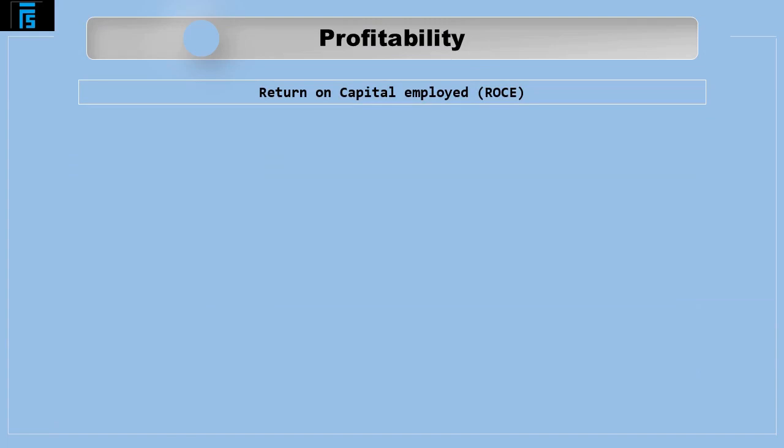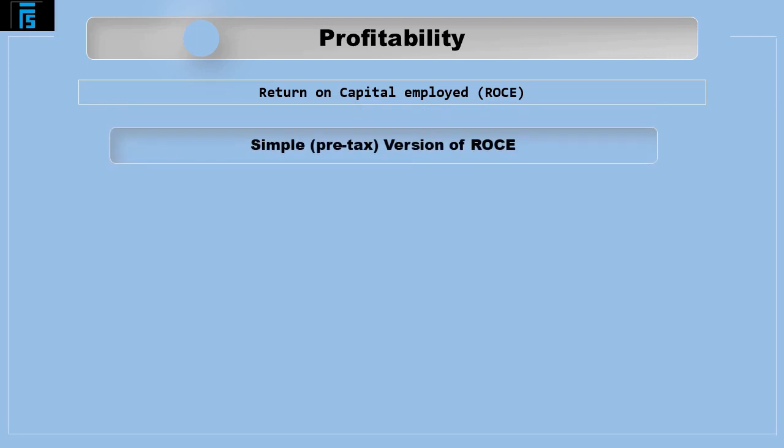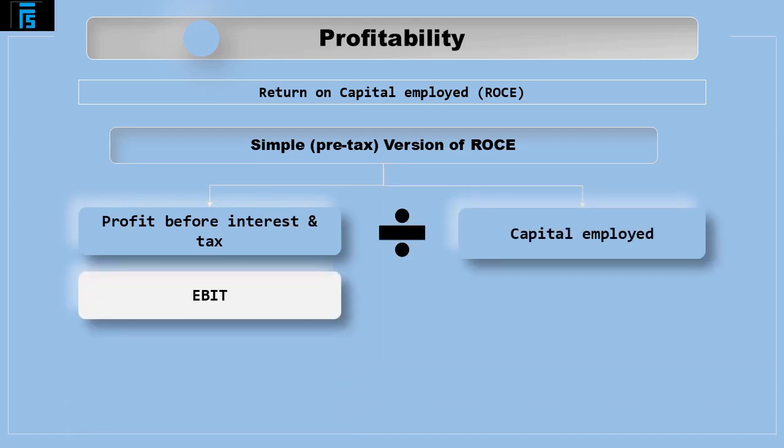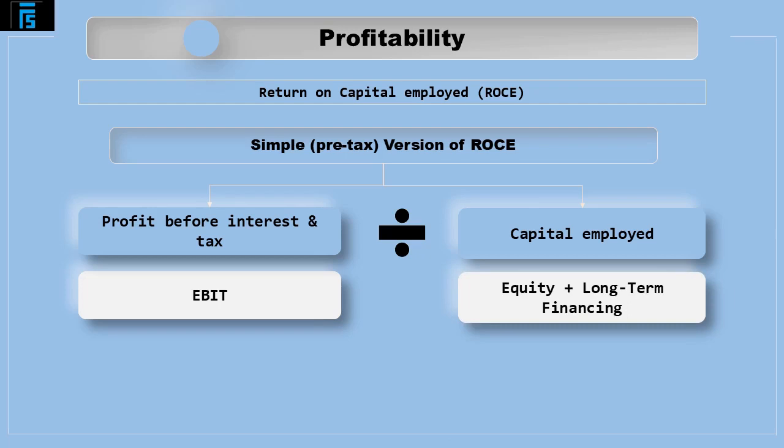The first area of financial performance which we will focus on is profitability. Among the most commonly applied profitability ratios is the return on capital employed, usually referred to as ROCE. It is typically computed as the profit before interest and taxes, or EBIT, divided by the capital employed being the sum of equity and long-term financing.